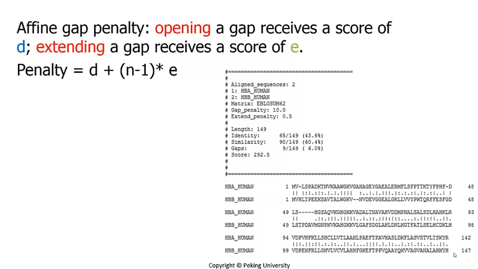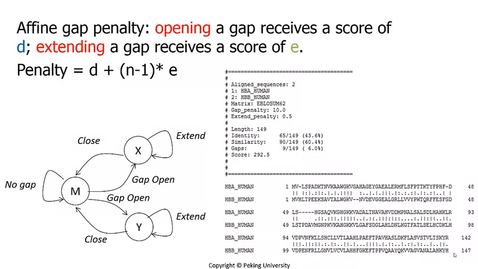As mentioned before, we only need to remember the previous state to distinguish between gap opening and gap extending. If the previous state is M, then we can open a new gap and transit to state X or Y. If the previous state is X or Y, then we can either extend the gap or close it.